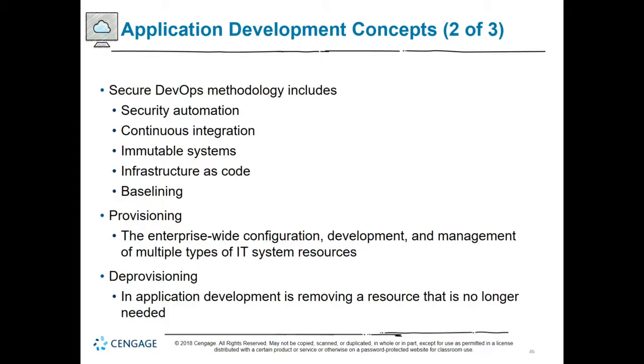So when we're protecting our applications, our secure DevOps methodology includes security automation, continuous integration, immutable systems, infrastructure as code, and baselining. Baselining is like, this is what the computer should be doing. This is what the application should be doing. We also do provisioning and deprovisioning.